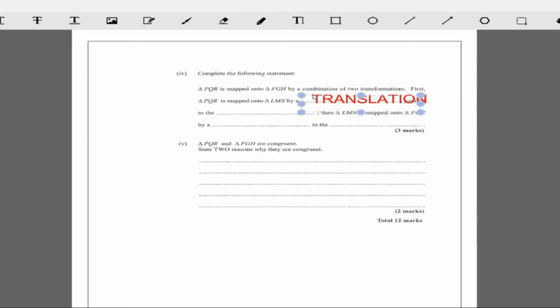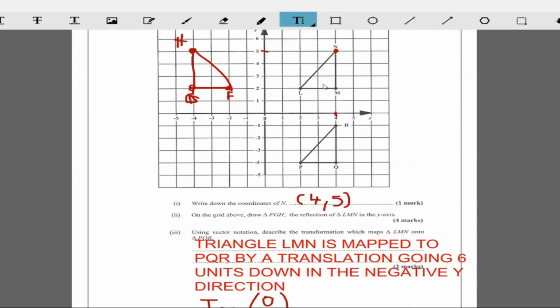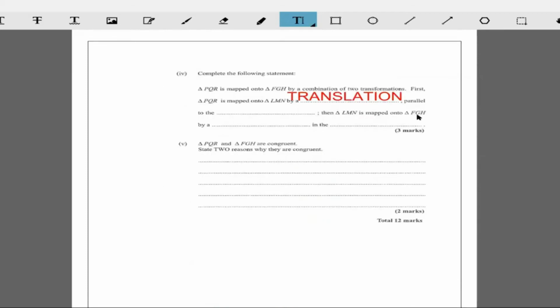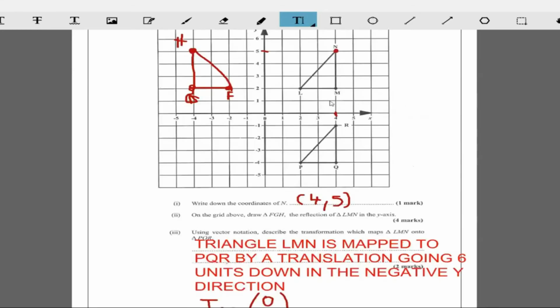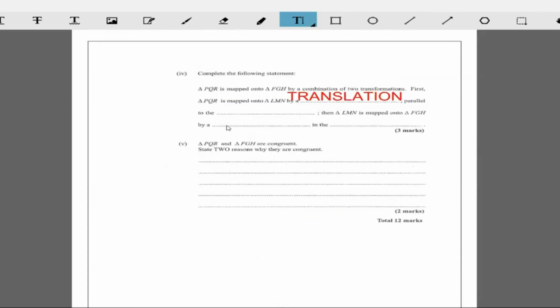See if we can move this a little bit so it's a little better. So it's mapped by a translation parallel to the dash, then triangle LMN is mapped onto FGH, and this is mapped onto FGH by a reflection in the y-axis. This is a reflection in the y-axis. When they say parallel to, I'm speculating this means parallel to the x-axis.